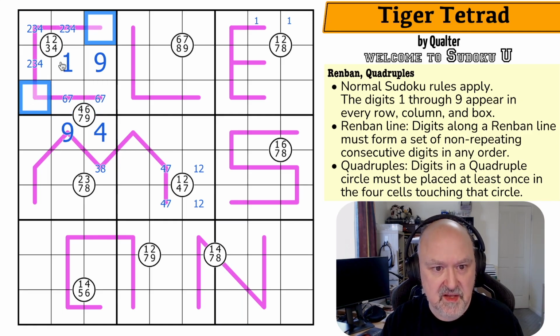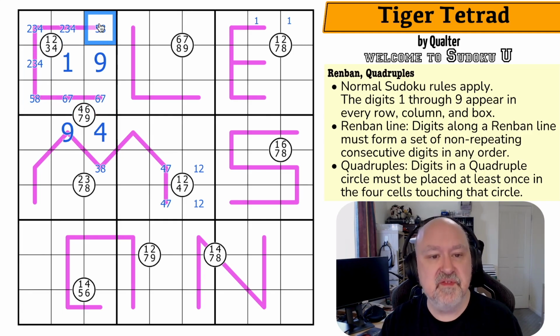So these, they're not 1, 2, 3, 4. They're 5. They're not 6, 7. These are 5 and 8. And that's this line basically done. That can't be an 8. If this was an 8, these 2 quadruples would be broken.